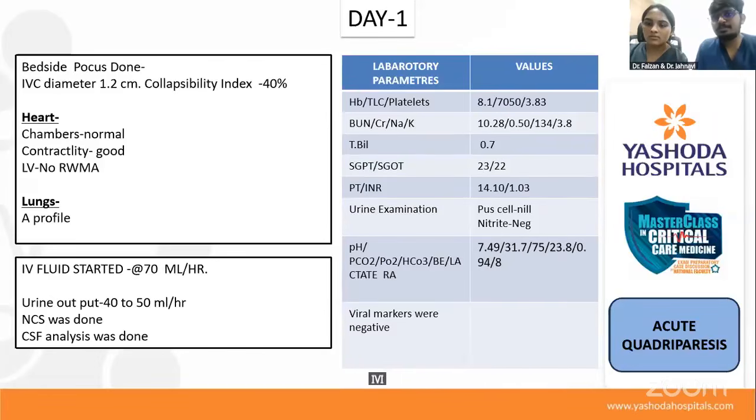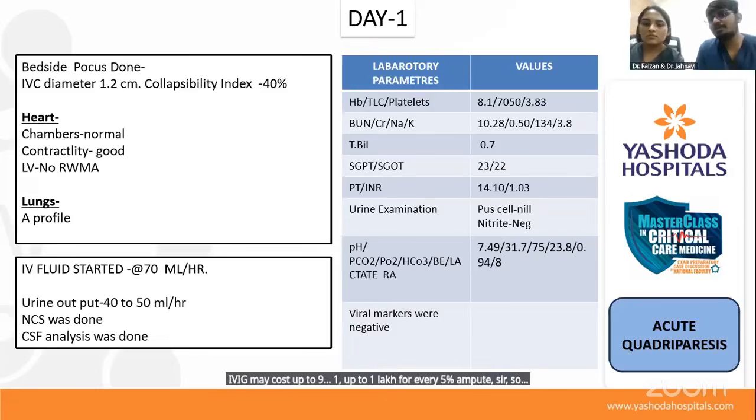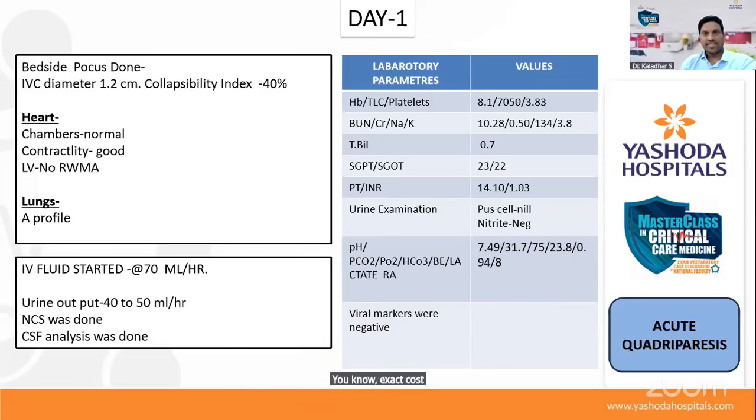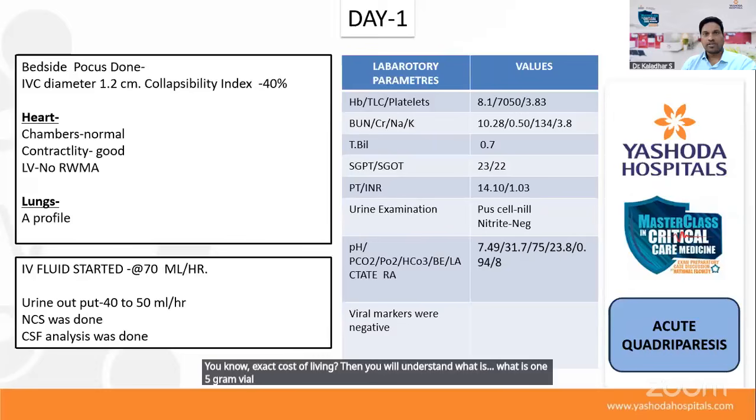IVIG may cost up to 1 lakh for every 5 gram vial, sir. So it can go up to like 3 lakhs per session. You know the exact cost of IVIG? Then you will understand what one 5-gram vial is, or sometimes 10 gram also comes, but generally 5 grams that we use. So what is that one vial cost? You should know. Depending upon that, most of the times it comes around 4 to 5 lakhs in between the cost.